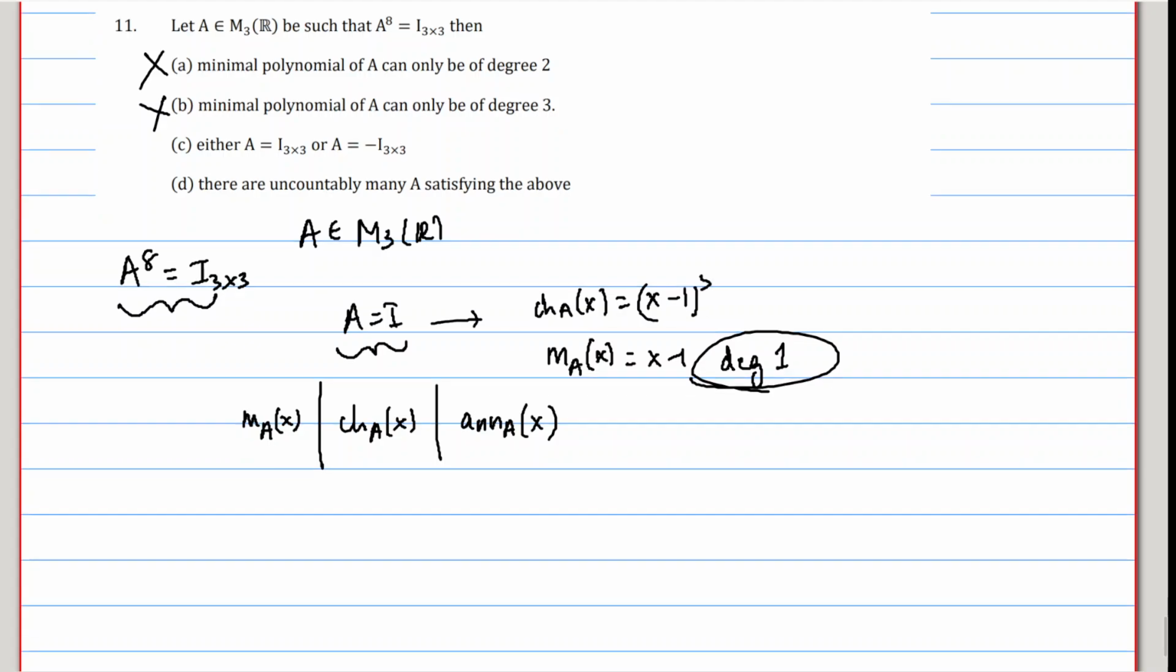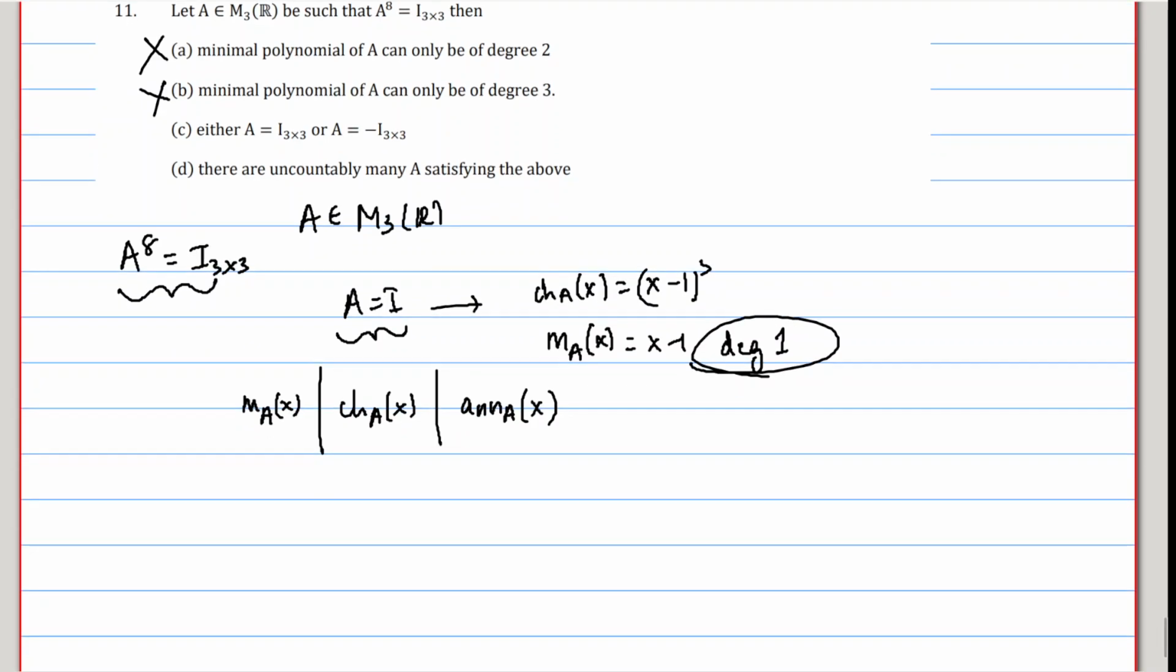I am telling that the annihilating polynomial of A to the power 8 equal to identity will be lambda to the power 8 minus 1, or x to the power 8 minus 1, if I am not wrong. Lambda to the power 8 minus 1 will be an annihilating polynomial. The degree of the characteristic polynomial and the order of the matrix are the same.